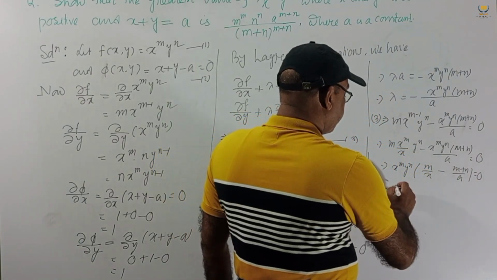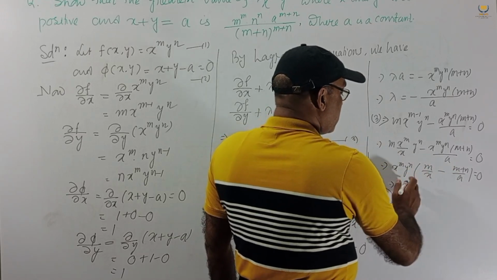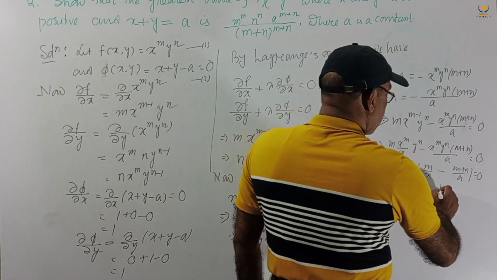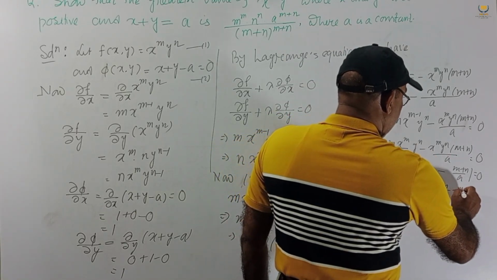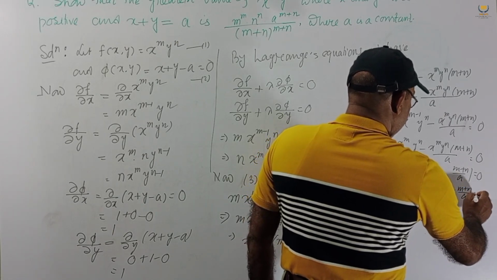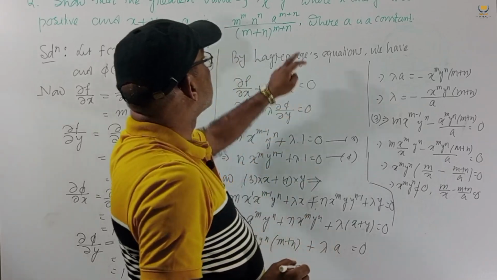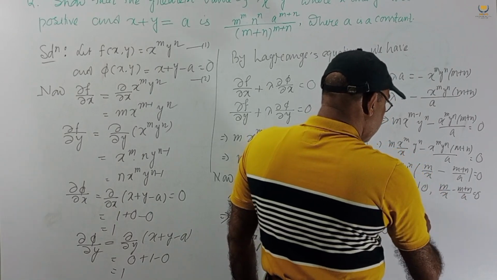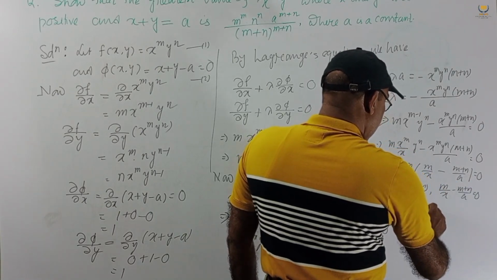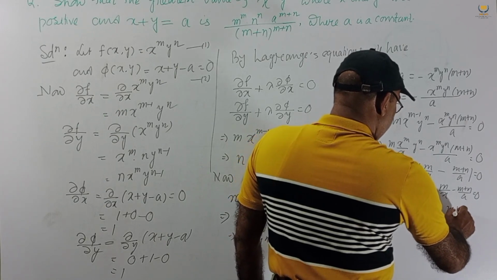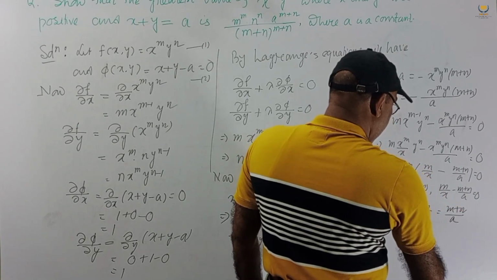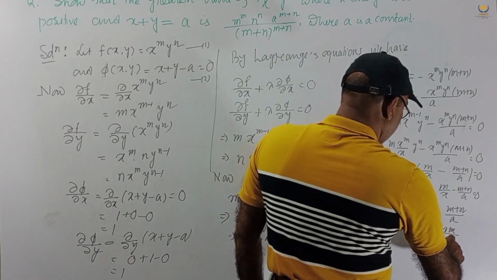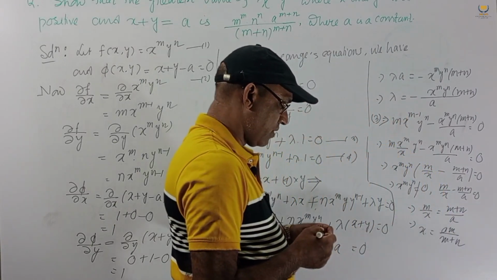This implies product of two factors is 0, either this equal to 0 or this equal to 0. Here x to the power m y to the power n cannot be 0, because if it is 0 then the whole thing is finished, it cannot be 0, and if it is not 0 then this must be 0, then m by x equal to m plus n by a, and x equal to am by m plus n, we get this one.